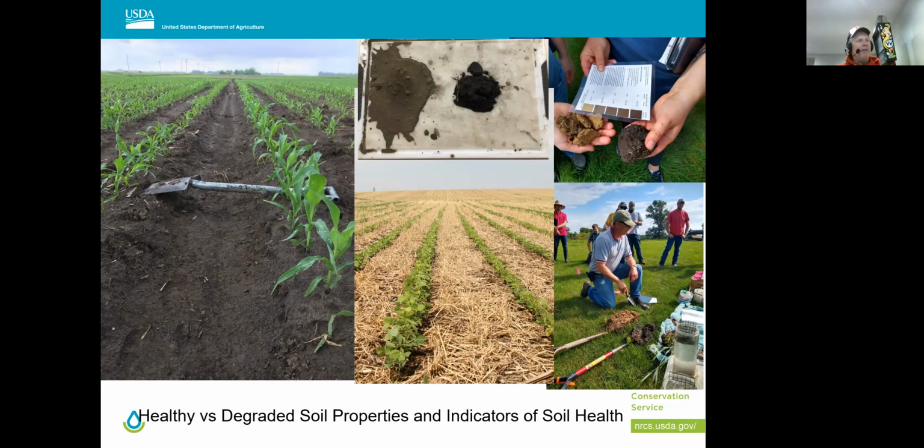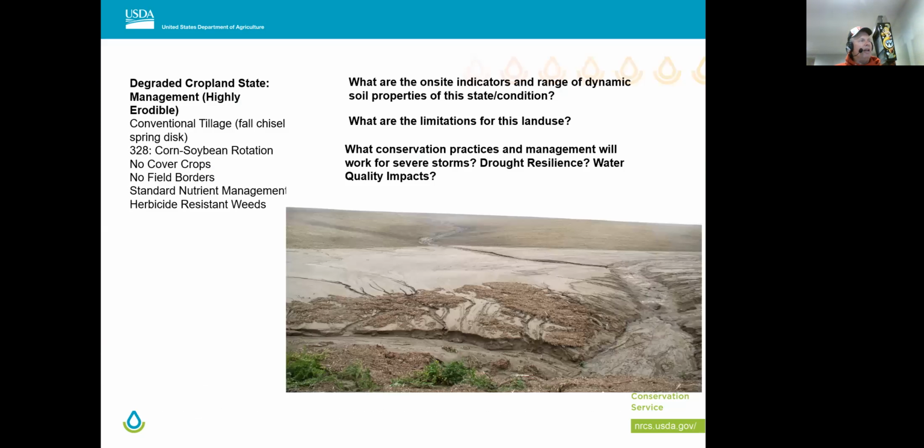And you can see some differences in soil color, also, as I mentioned again, soil structure and aggregate stability. Here's just an example of how we could use this. This is an example of conventional tillage and how they're handling their nutrient and weed management.